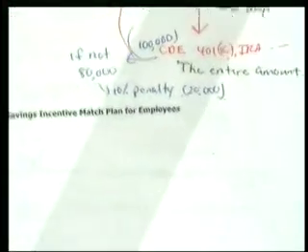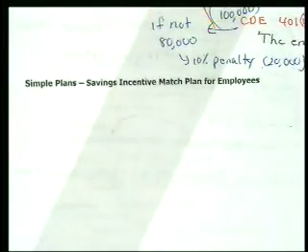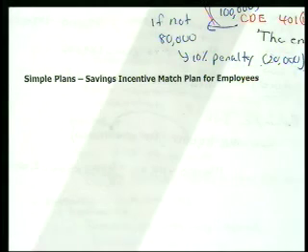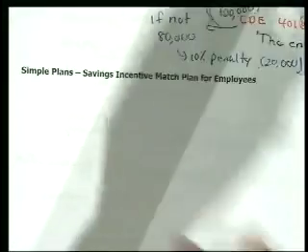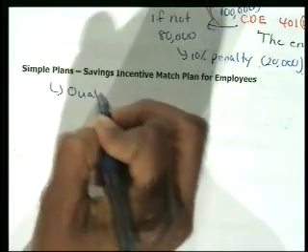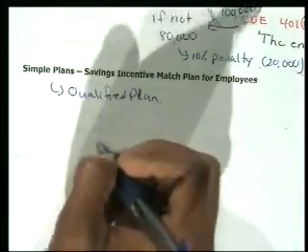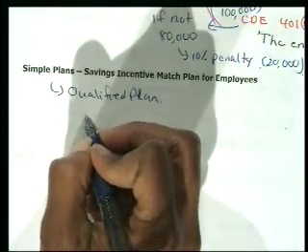Okay. The last little thing we want to look at as we finish up this chapter is simple plans, savings incentive match plans for employees. That's what that stands for. Okay. These are qualified plans, for small businesses.